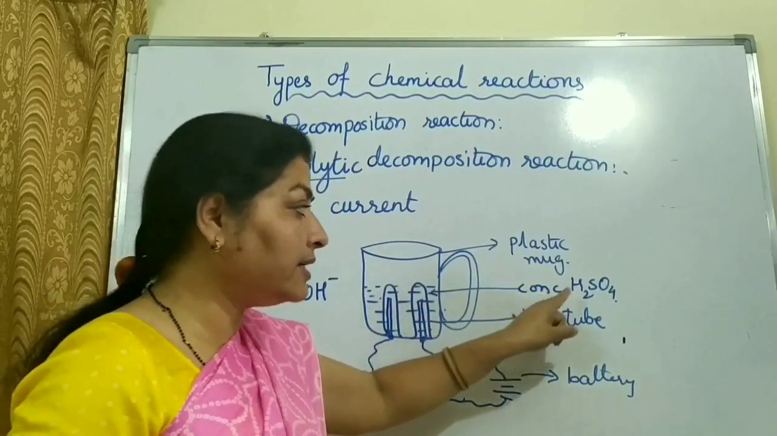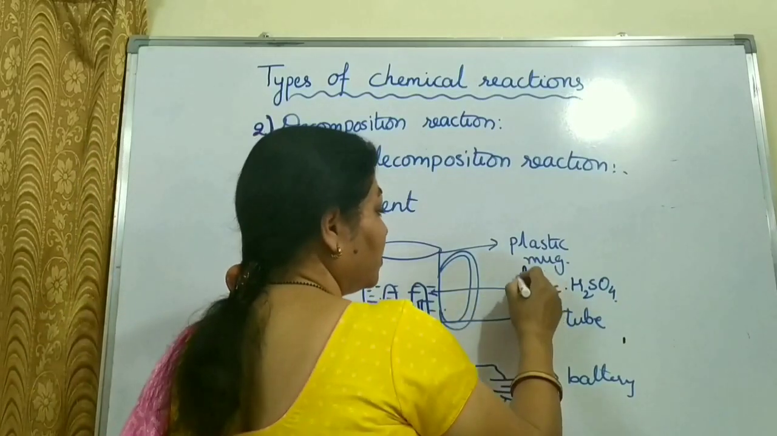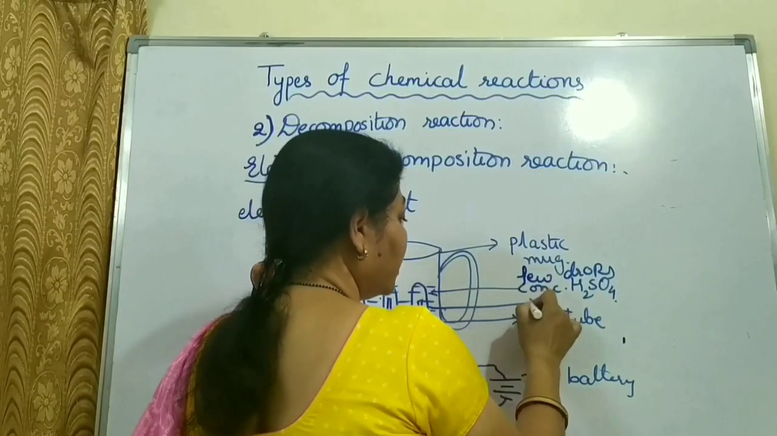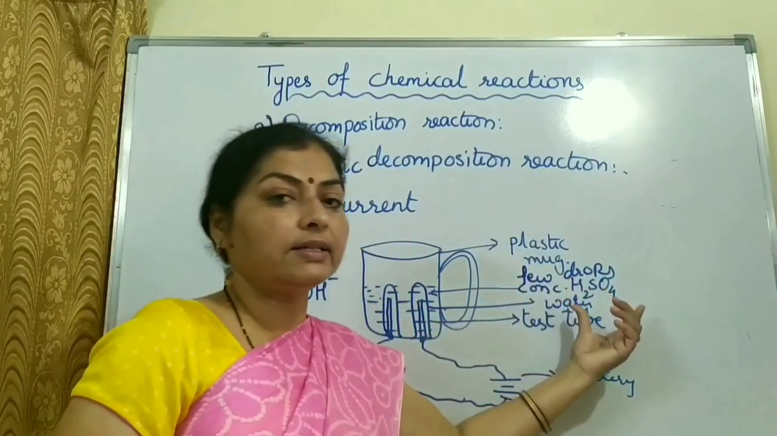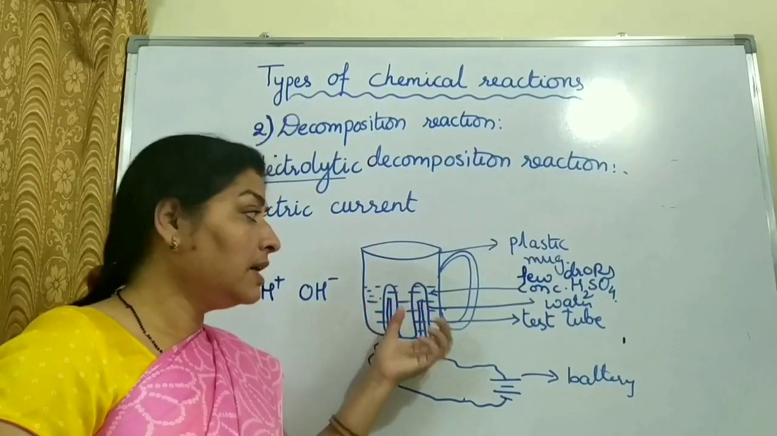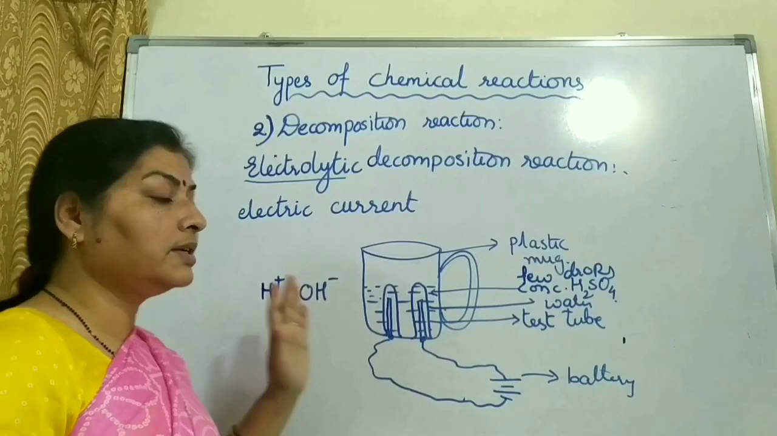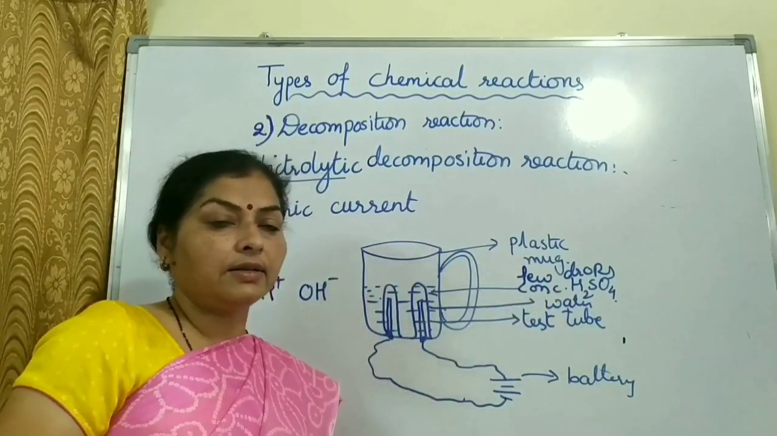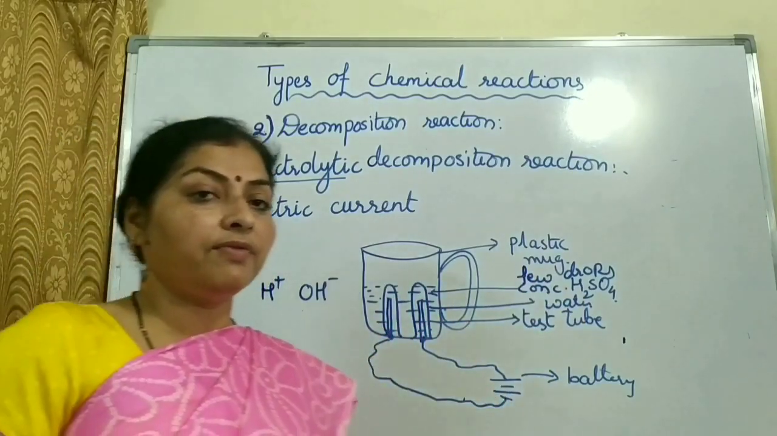So that is why we need to add a few drops of concentrated sulfuric acid. And actually this is water, and in the water we are adding concentrated sulfuric acid. It means the water becomes acidic. Now what is the purpose of adding this concentrated H2SO4? Because pure water is a bad conductor. To make it a good conductor, or to provide it ions, we are adding some concentrated sulfuric acid so that it gets more ions.